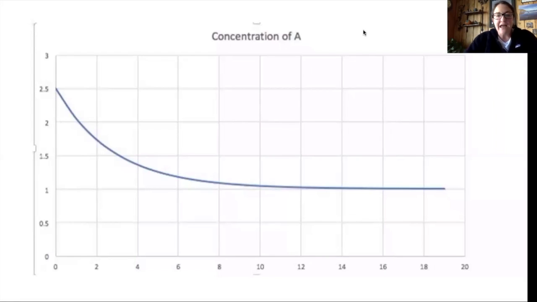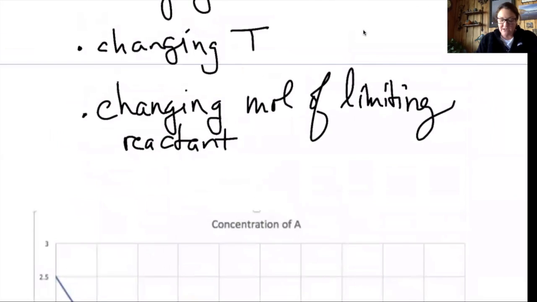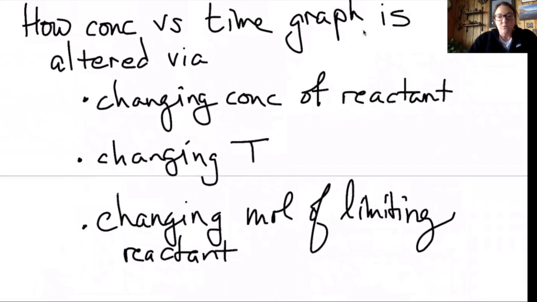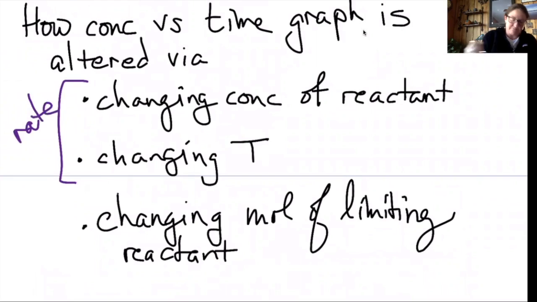Now we're going to take a look at how the concentration versus time curve can be changed for the same reaction under different conditions. The ways that we can change it: we can change the concentration of a reactant, we can change the temperature, we can change the moles of a limiting reactant. These two will affect the rate of the reaction. This one will affect the extent of the reaction, or where the endpoint is.